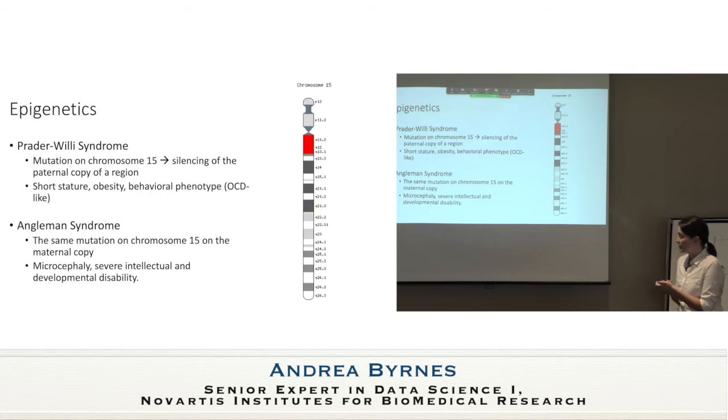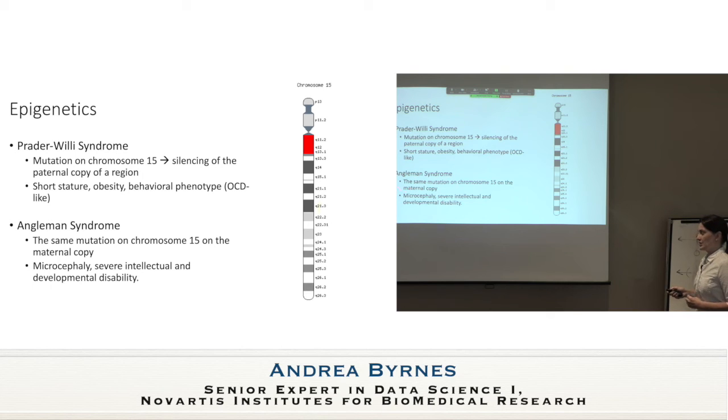So there are some diseases associated with epigenetics. Prader-Willi syndrome is a mutation on chromosome 15, which ends up changing the methylation pattern and silencing the paternal copy of a region. This results in short stature, obesity, and has an OCD-like behavioral phenotype. It's located in this region, and then this is the area that ends up getting silenced.